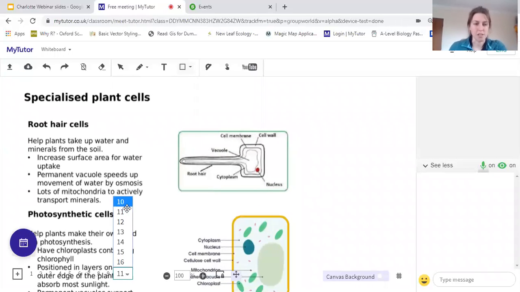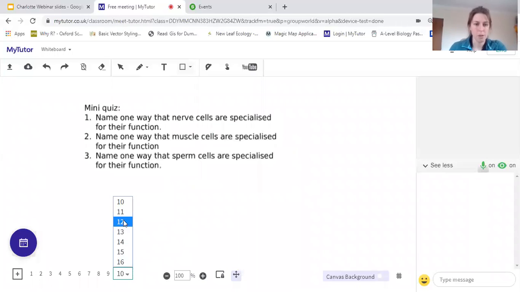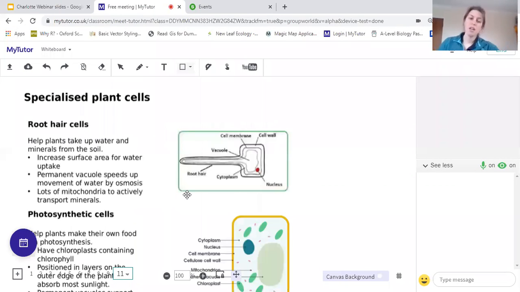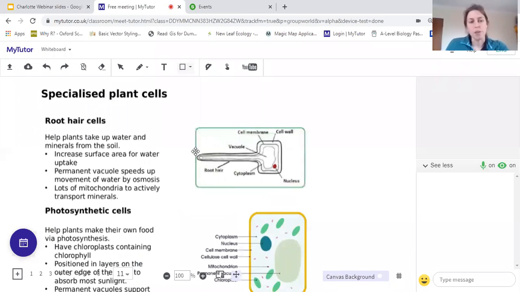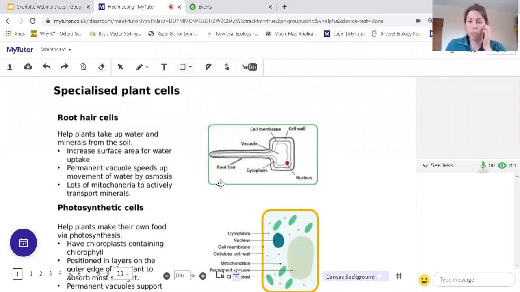Specialized plant cells. So, there are 4 types of plant cell that you need to know about that are specialized. Some of them we've talked about already in the plant organization section, so they might be a bit familiar. Well worth going over again. But if you're just starting out with looking at plants, then this is a really good place to start, because these are 4 types of cell that are really, really involved in most plant processes. So we're going to start with root hair cells.